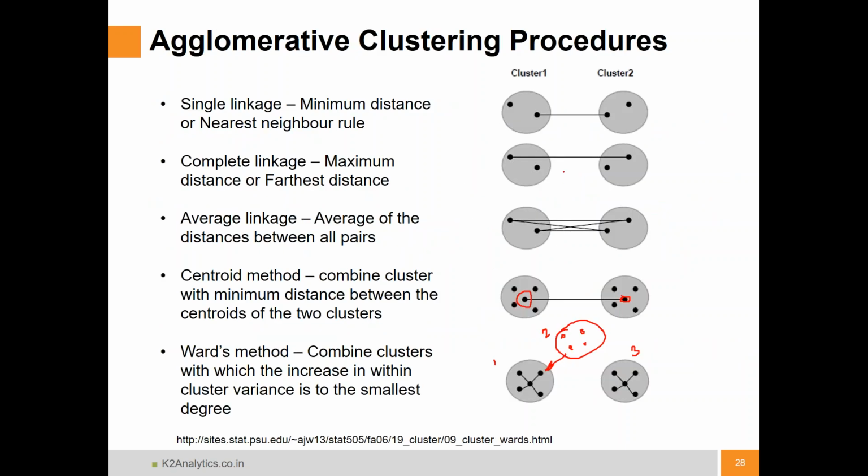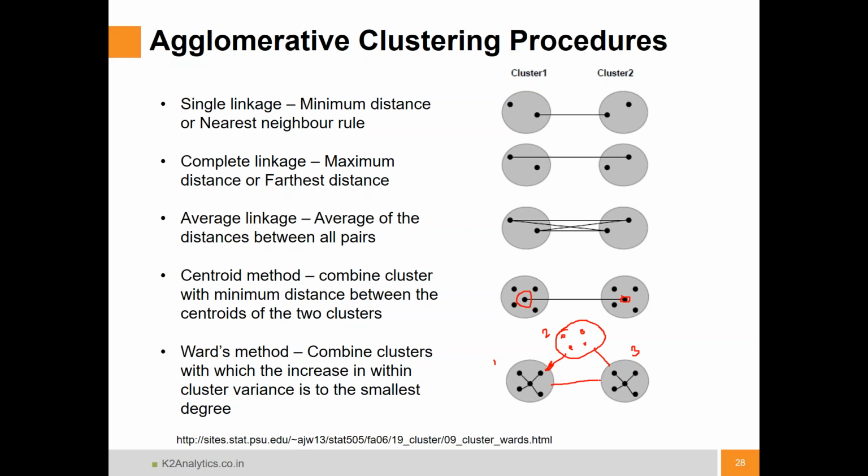Now, if I add cluster 2 to cluster 1, the combination will have slightly more variance. Agreed? If I combine 2 and 3, the combination of 2 and 3 will have slightly more variance. If I combine 1 and 3, the combination will have slightly more variance. Now what you have to see is which combination leads to the minimum level of increase in variance.